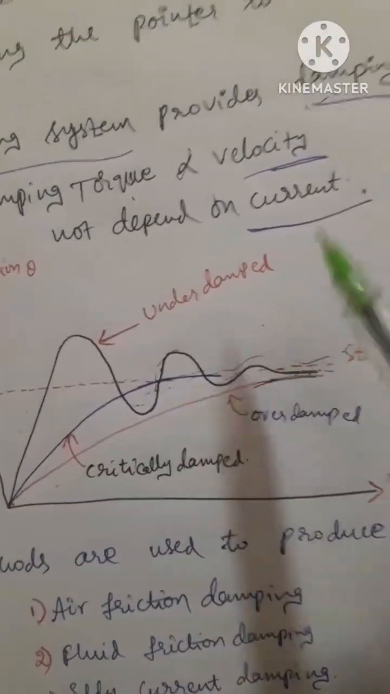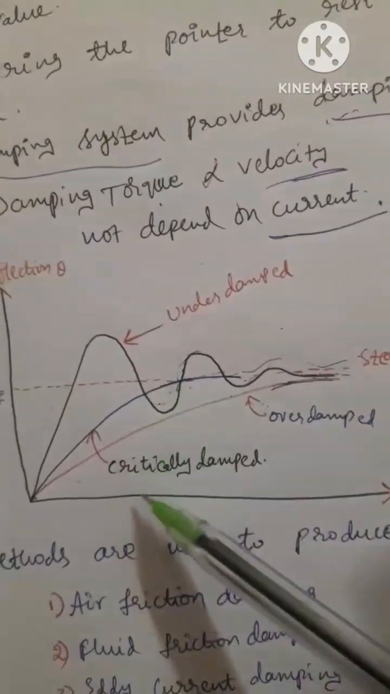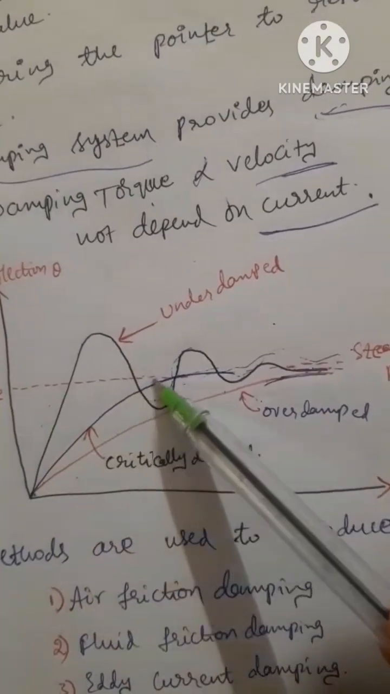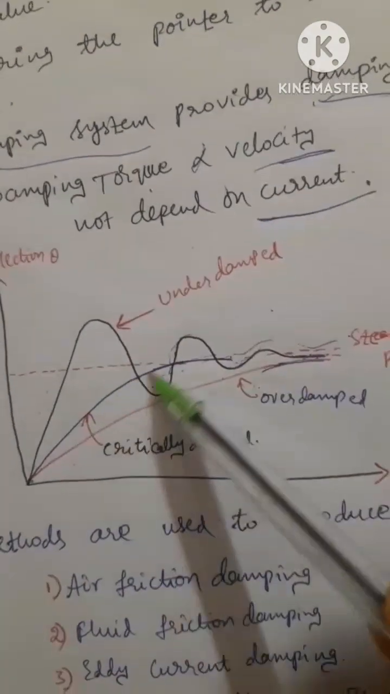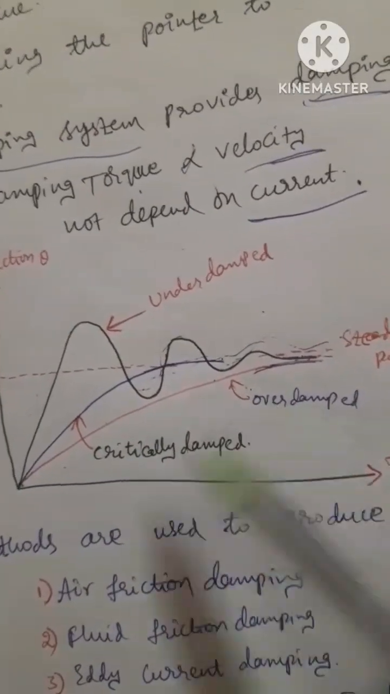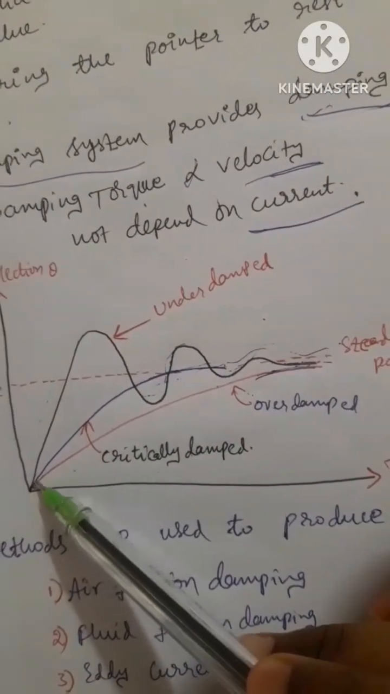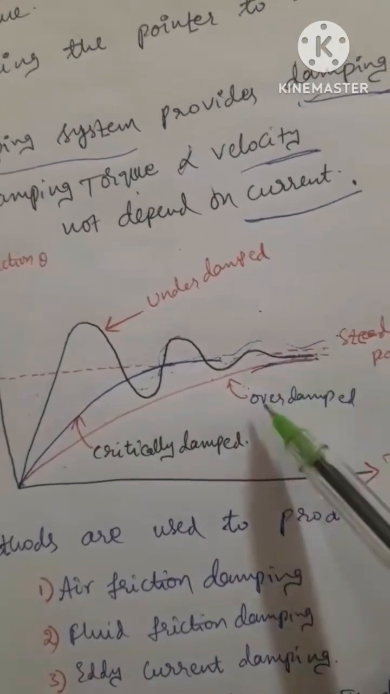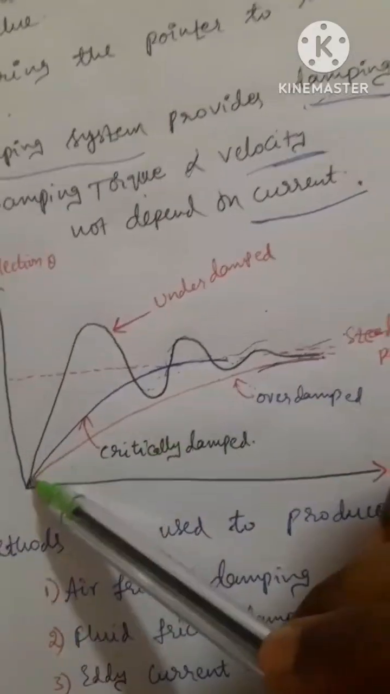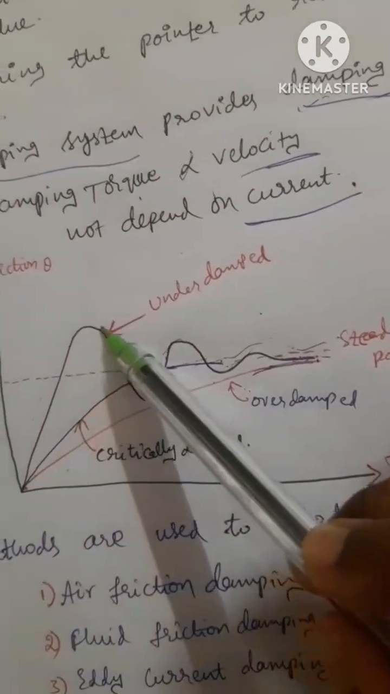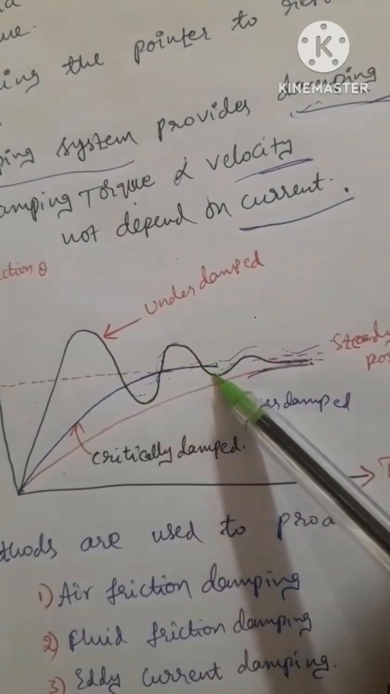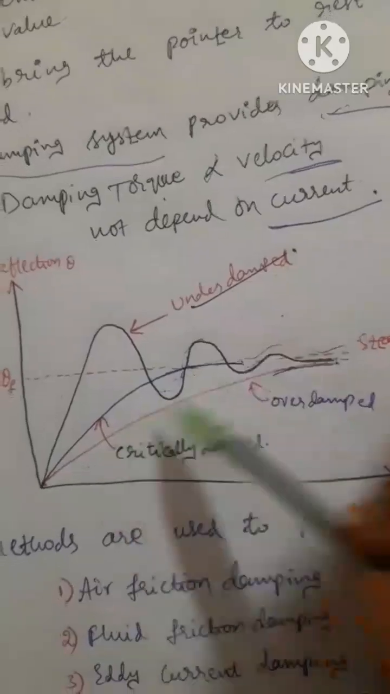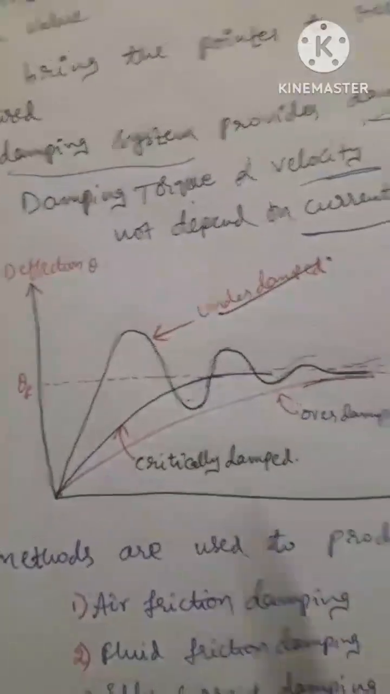So whenever in an instrument the moving system reaches its final position in a smooth manner, it is known as critically damped. If the moving system slowly reaches its steady state, final position, it is over damped. In an instrument, if the moving system oscillates with decreasing amplitude, it is known as under damped. So this is regarding the instrument.